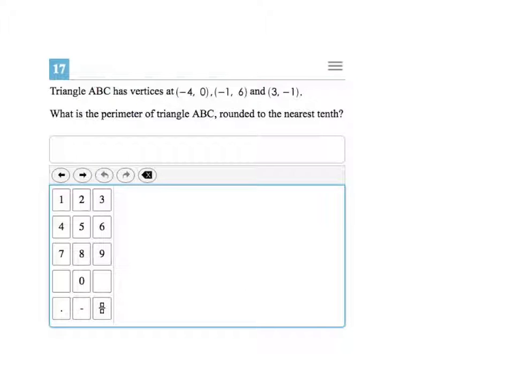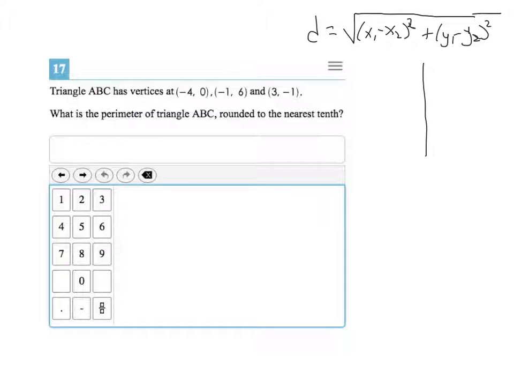Okay, let's look at this last problem. It says triangle ABC has vertices of (-4, 0), (-1, 6), and (3, 1). What is the perimeter of the triangle, rounded to the nearest tenth? So I can't stress this enough. This is probably going to be a bigger deal on your state test than we made it to be in class. But the distance between 2 points is, remember, this formula: the square root of (x1 minus x2) squared plus (y1 minus y2) squared.